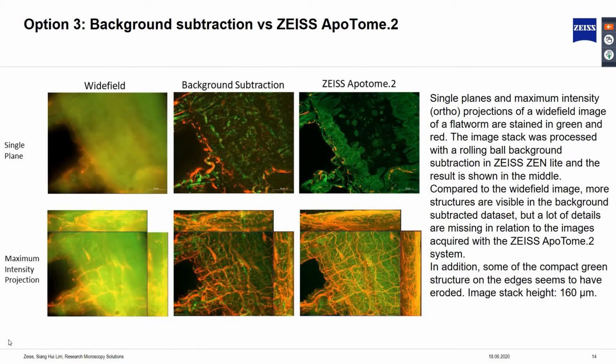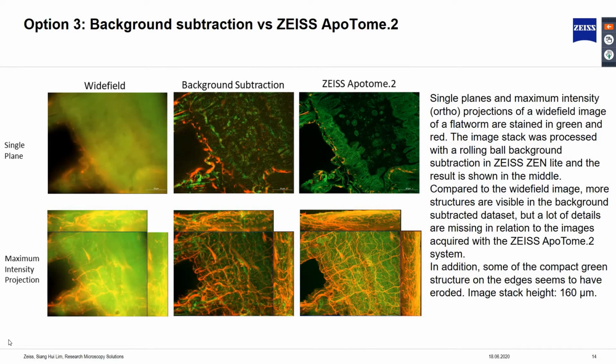Let us now compare images obtained from background subtraction and Apotome system. What we are seeing here is Widefield images of a flatworm stained in green and red fluorescence. The top row are the single plane images, while the second row are the maximum intensity projection of image stack with height of 160 micron.